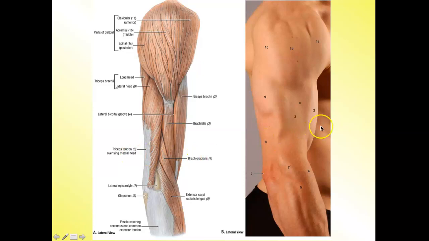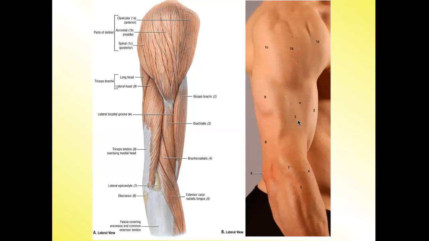And then on the anterior arm, you have the biceps brachii, and then you have the brachialis. The biceps brachii is most superficial, and brachialis is deep to that. These two muscles work together to do the same action, so they are called synergists. They both flex the elbow, or flex the forearm.